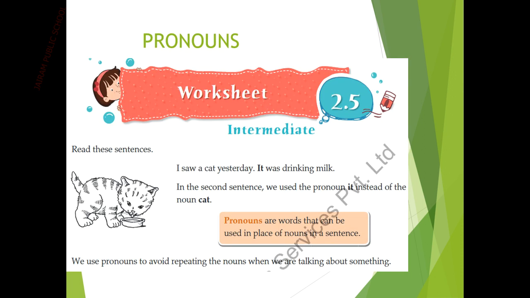Let us go to your worksheets. Pronoun. Read these sentences. I saw a cat yesterday. It was drinking milk. In the second sentence, we used the pronoun it instead of the noun cat. So pronouns are words that can be used in place of nouns in a sentence. We use pronouns to avoid repeating the nouns when we are talking about something.